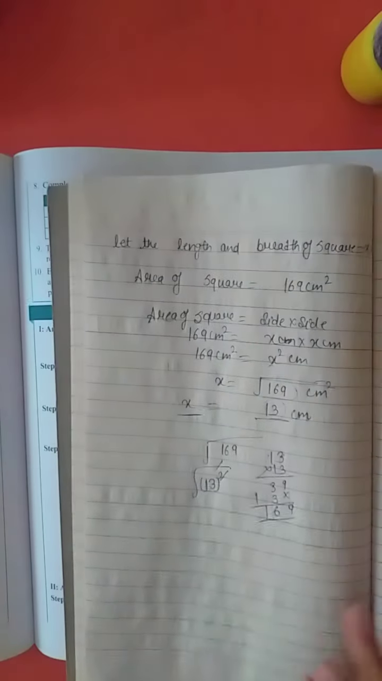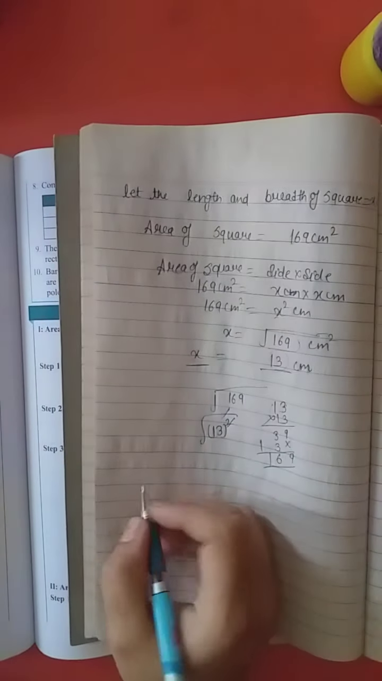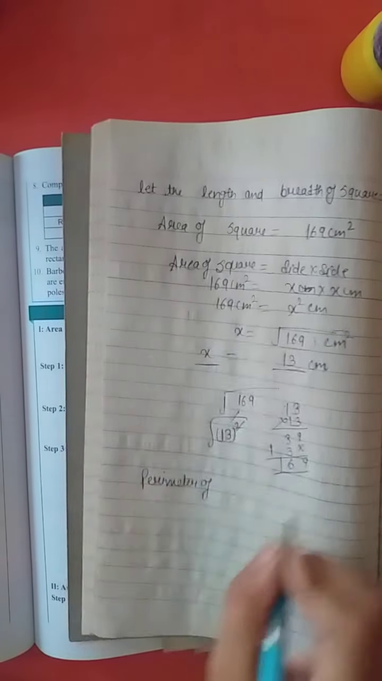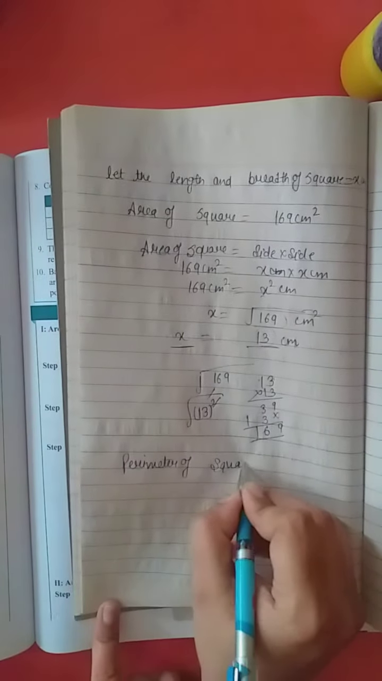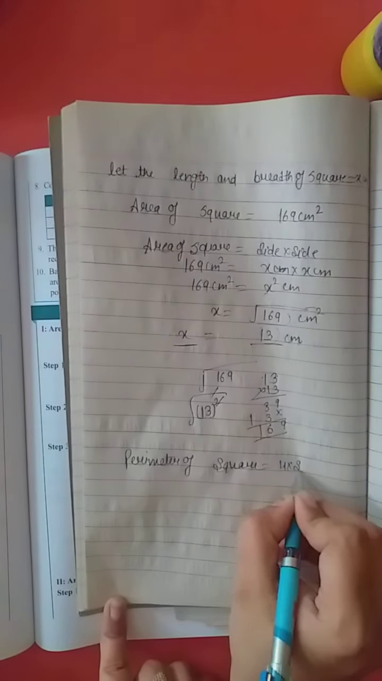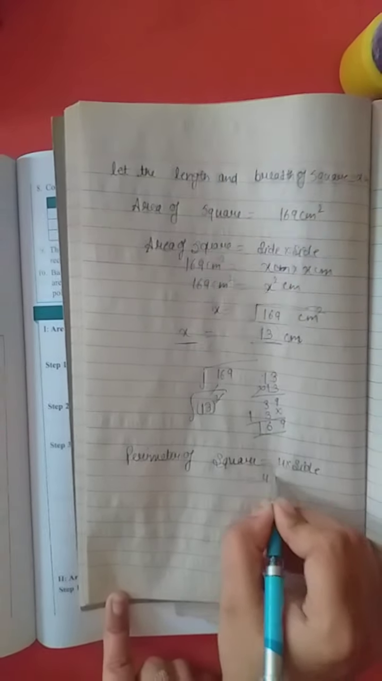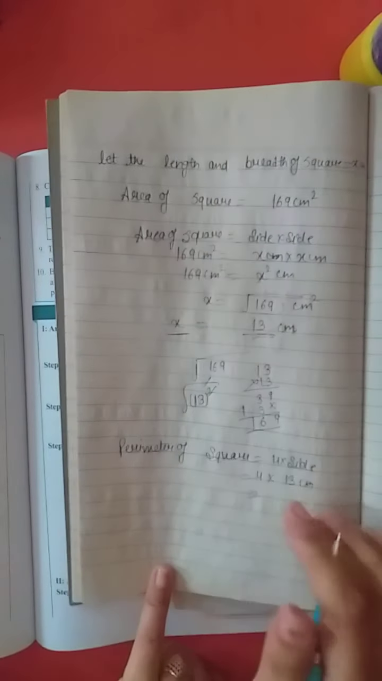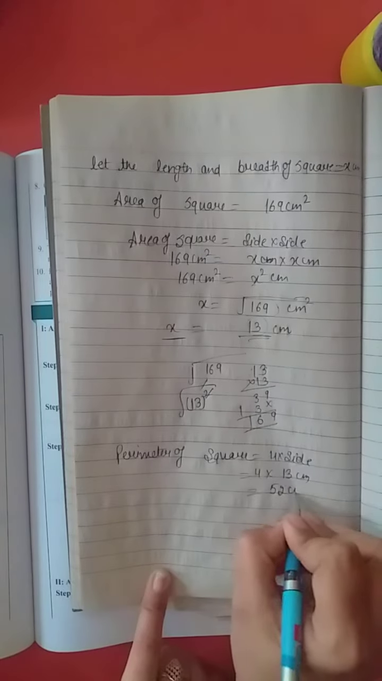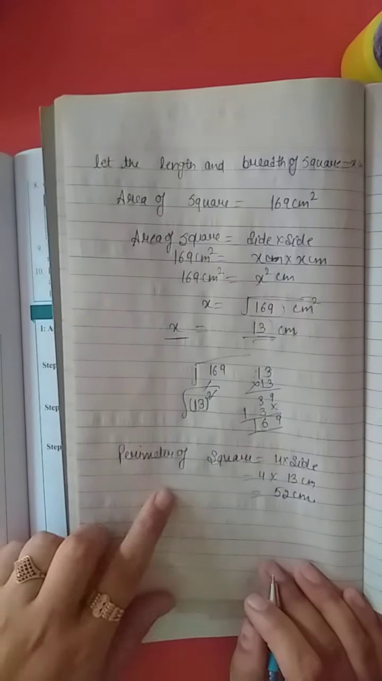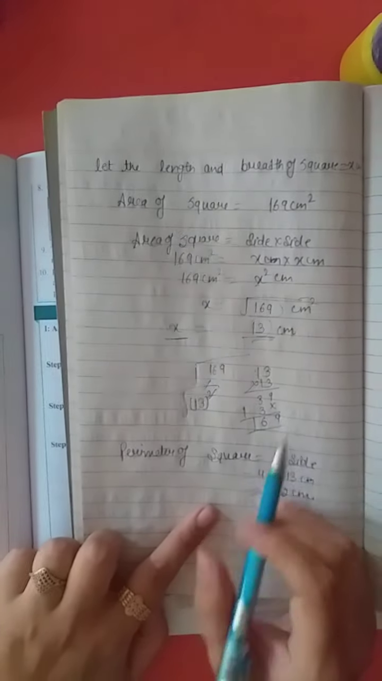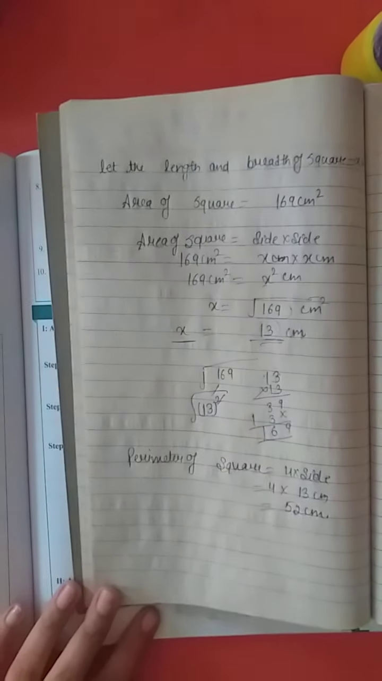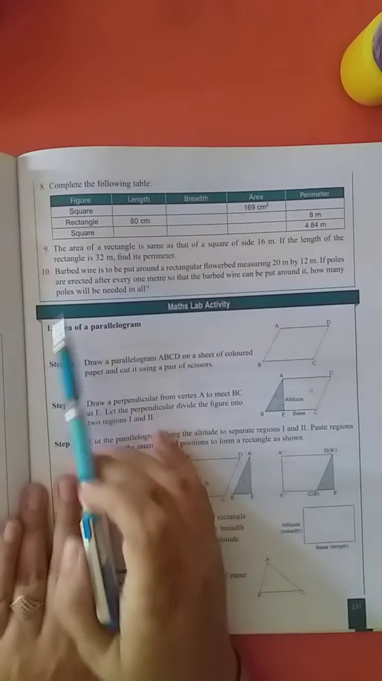It becomes 13 centimeter. So also we find the perimeter of square. Perimeter of square, that means 4 multiplied by side. 4 multiplied with 13, it becomes 52 centimeter. So perimeter of square is 52 centimeter and length and breadth of square is equal to 13 centimeter. Moving to question number 9.